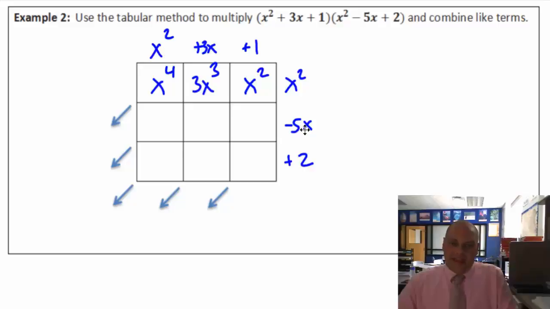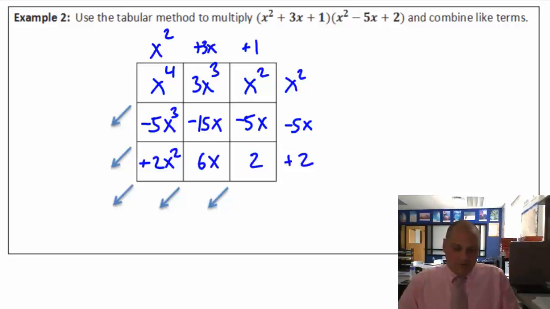x squared times negative 5x right here. x squared and negative 5x multiplication is negative 5x to the 3rd. 3x times negative 5x, negative 15x squared. 1 times negative 5x, negative 5x. x squared times 2, 2x squared. 3x times 2, 6x, and 1 times 2 is 2.